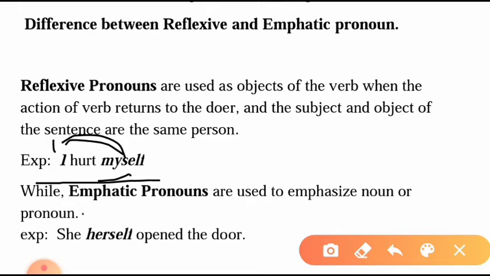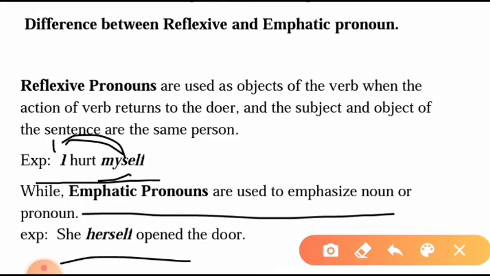While when you're talking about emphatic pronouns, they are used to emphasize a noun or pronoun. You could see the example: she herself opened the door. So an emphatic pronoun you could use before the verb or after the subject, and that emphatic pronoun is referring to who is the doer of the action. She did that by herself. So who opened the door? She herself opened the door.